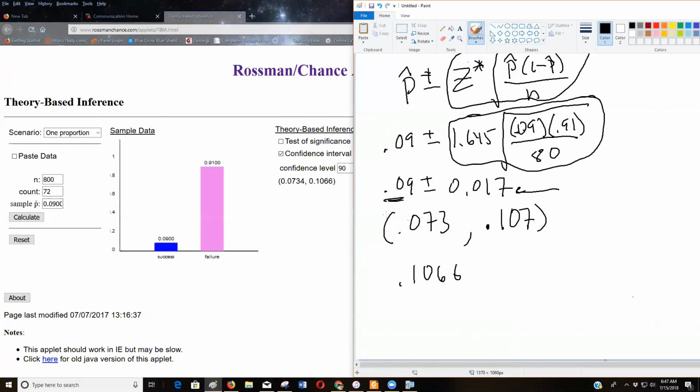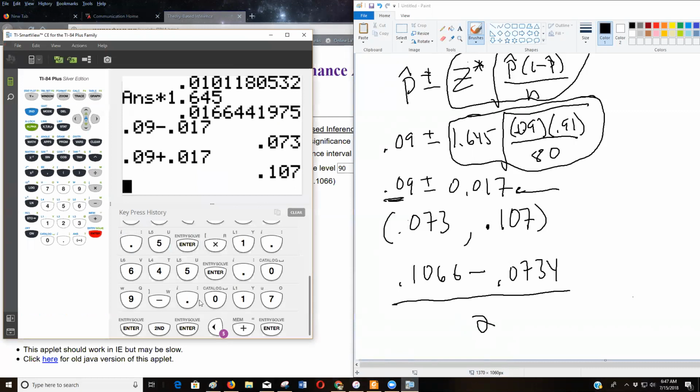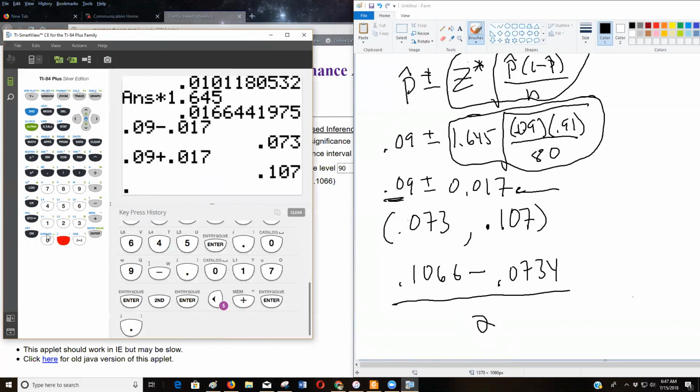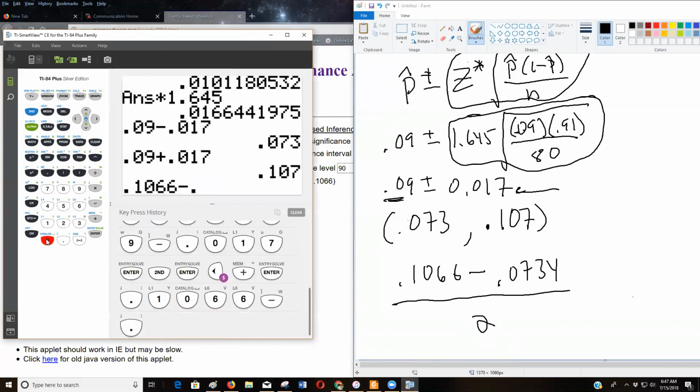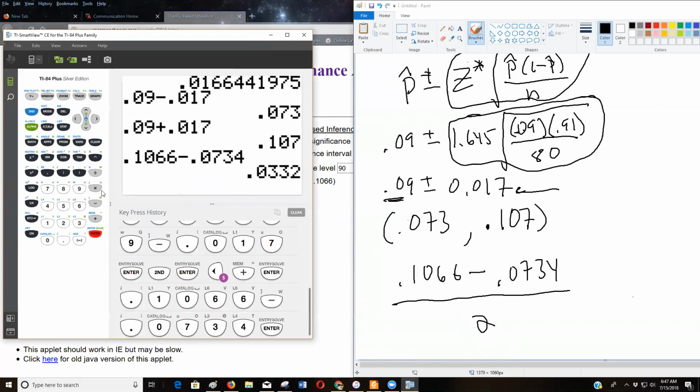I'm going to use that value right there off the applet, 0.0734, and then I'm going to divide that answer by 2, because that's 2 margin of errors wide, and we should get 0.017. Let's see if I do. So let's see, I'm going to do 0.1066 minus 0.0734. So that's the 2 margin of errors wide.